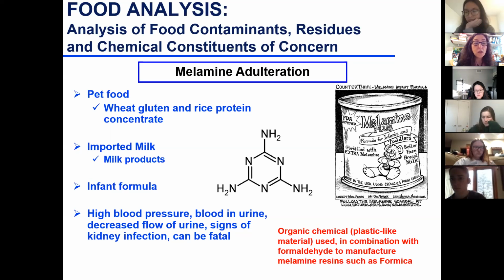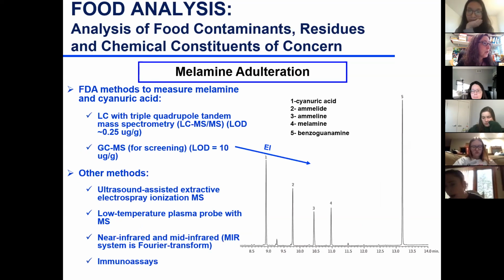So that was adulteration to increase the assumed protein content. It's basically a fraud to have a low cost and make profit. But unfortunately, it has severe health consequences, mostly kidney infection, and can be fatal. So it shouldn't be there in the food. Main method of quantification, like I said, GCMS.